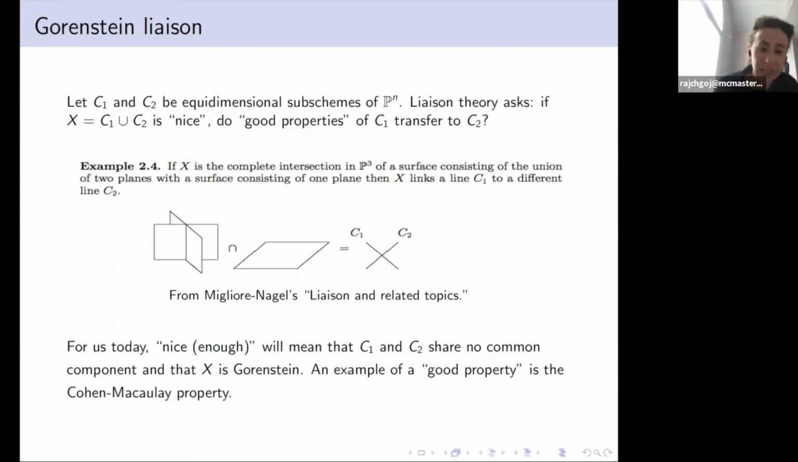But for us today, what does nice enough mean? It'll mean that C1 and C2, these two subschemes, share no common components and that their union is Gorenstein. Okay? And an example of a good property that you can transfer is the Cohen-Macaulay property. Just like, you say you have an ideal and it degenerates to a square-free monomial ideal, and you learn maybe because it's vertex decomposable that you're Cohen-Macaulay, you can say that the original ideal is Cohen-Macaulay. Here, if you can link C1 to C2 and C1 is Cohen-Macaulay, you can say C2 is Cohen-Macaulay. Okay, so again, you can transfer these properties.